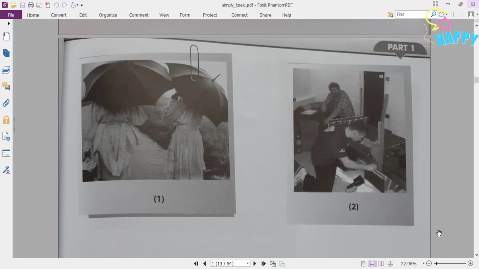Number 2. Look at the picture marked number 2 in your test book. A. He is kneeling on one knee. B. They are working outside. C. They are decorating the walls. D. He is sawing the wood.